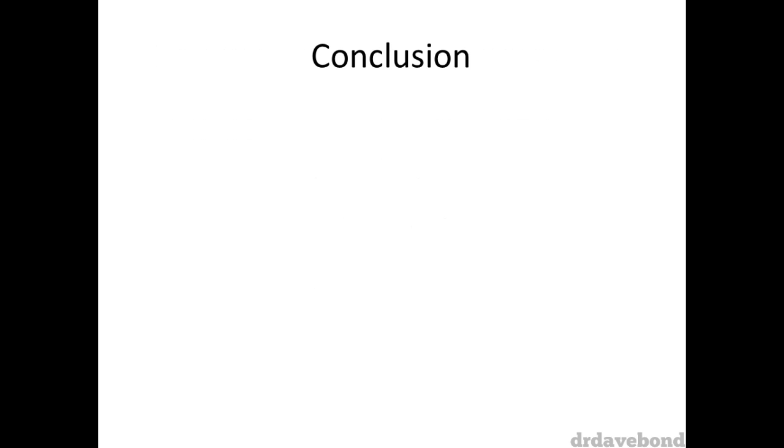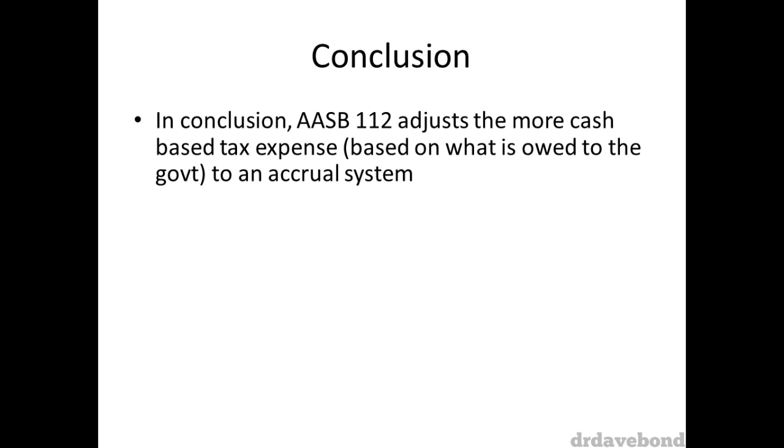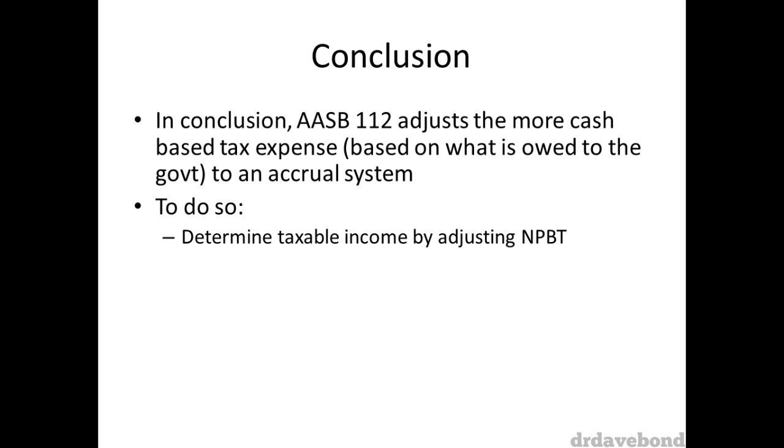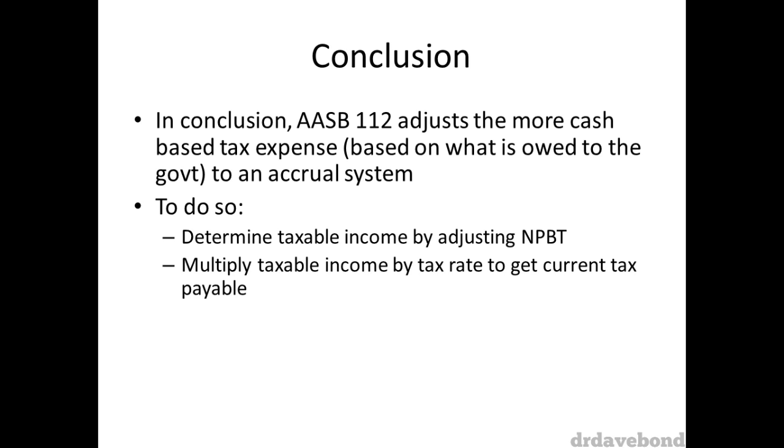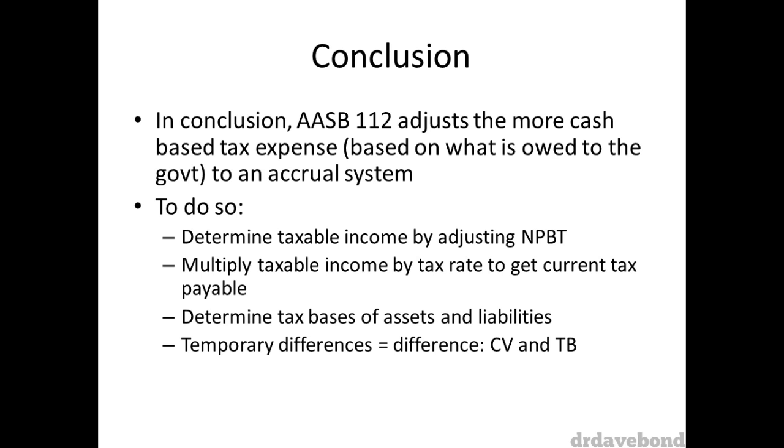In conclusion, AASB 112 adjusts the more cash-based tax expense to an accrual system. To do so, you will need to: A. Determine taxable income by adjusting net profit before tax. B. Multiply taxable income by the tax rate to get to current tax payable. C. Determine tax bases of the assets and liabilities. D. Calculate the amount and type of the temporary difference. And lastly, E. Determine the DTA or DTL and entries required.